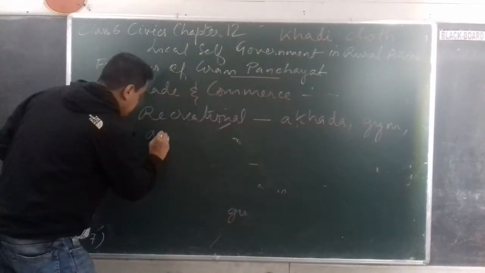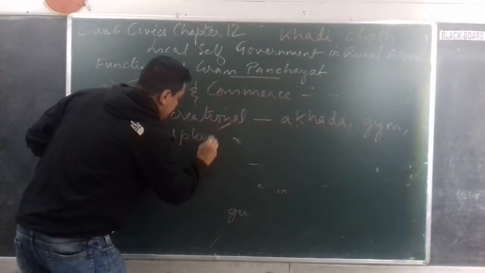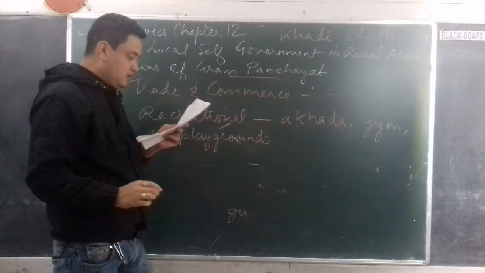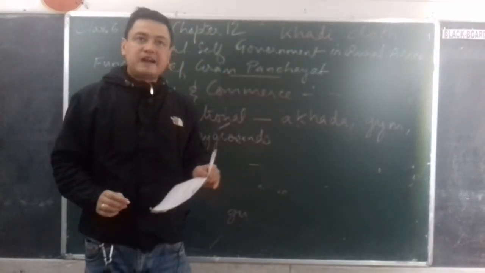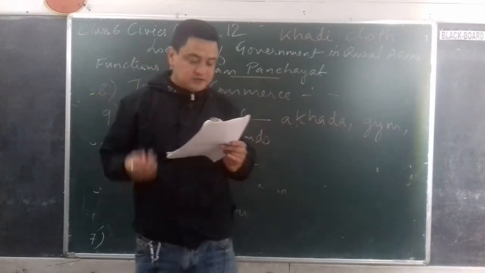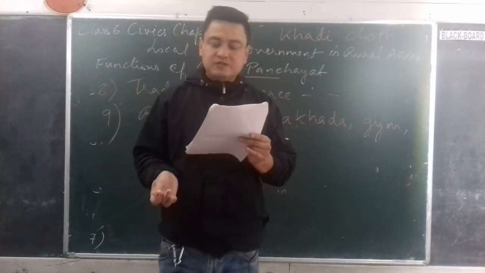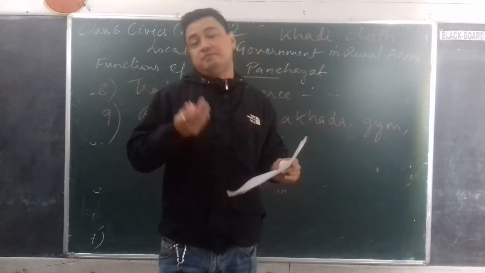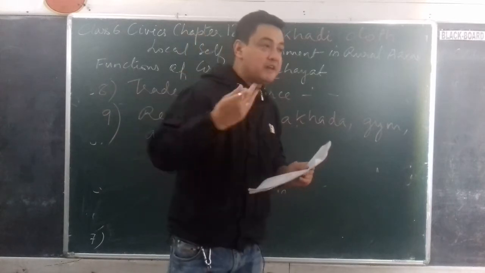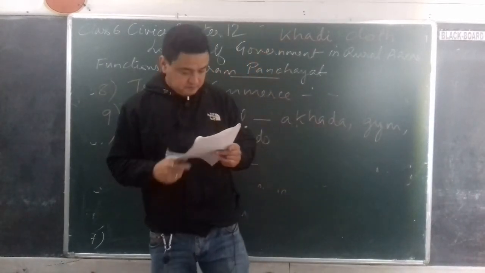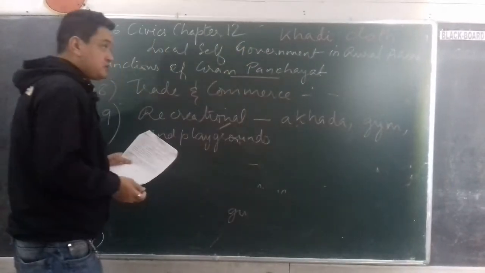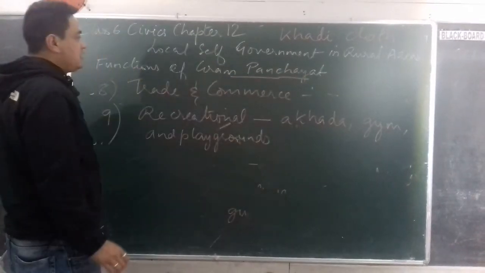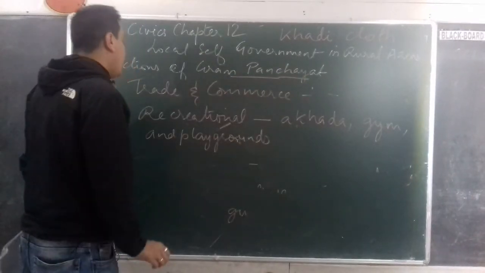And playgrounds, P-L-A-Y, playgrounds, are basically built by the local self-government, that is called Gram Panchayat. So it provides akhada, gym and playgrounds for local games and sports, and art and craft fairs also. What is art and craft? This art and craft is basically made by hand. We use hands to make certain objects, etc. So art and craft is also given facility by the Gram Panchayat. The Gram Panchayat supports art and craft also.